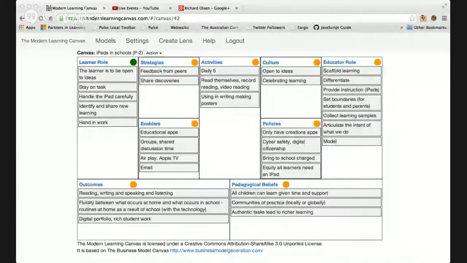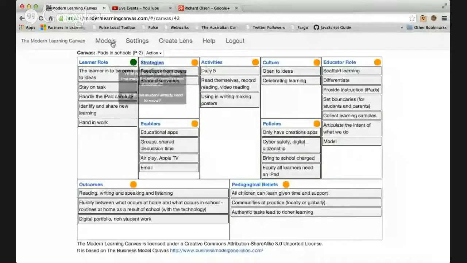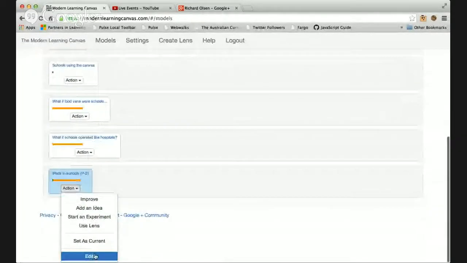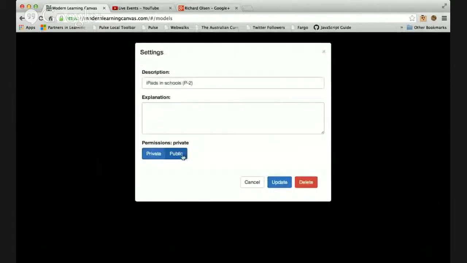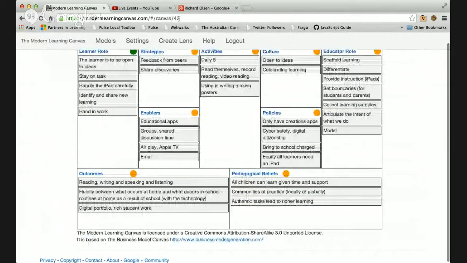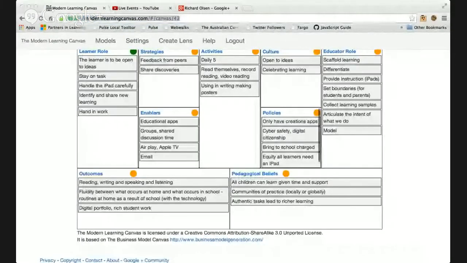Has anybody got any ideas or responses or anything we didn't do? Oh, is the Canvas shared? It's not shared, but to share a Canvas, you go to edit at the bottom here, and you make it public, and you press update, and then you click here, then you copy the URL, and it's now shared, Jenny. And I'll paste that in here. So it is shared now, and I'll post that in the notes as well. And I can share the other one as well. So we have shared it.